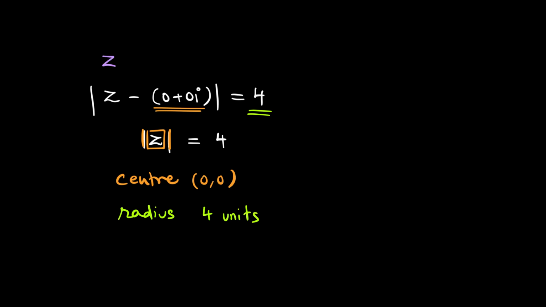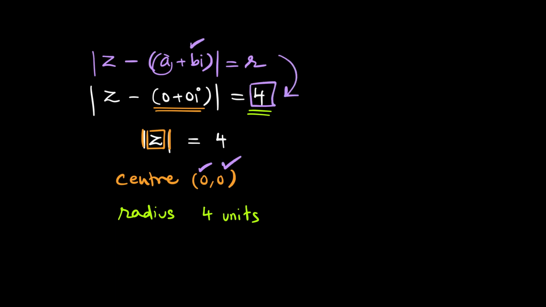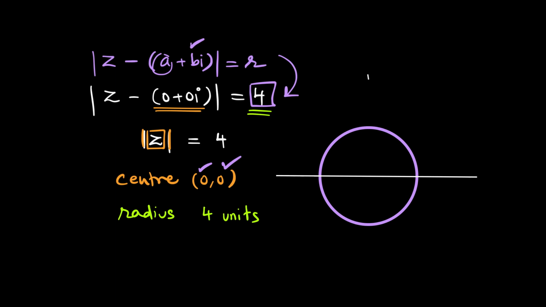Always remember to compare with the form modulus of z minus (a plus bi) equals r. The value of a is 0, the value of b is 0, and this value over here is r. Now we can draw a sketch. Since I know it's a circle, I'm drawing a circle first. And let me take this circle and center it at this point. Now I'm drawing the real axis and the imaginary axis.